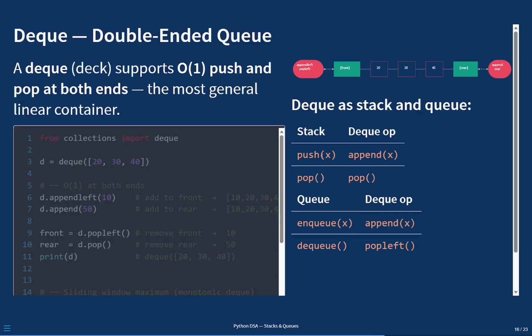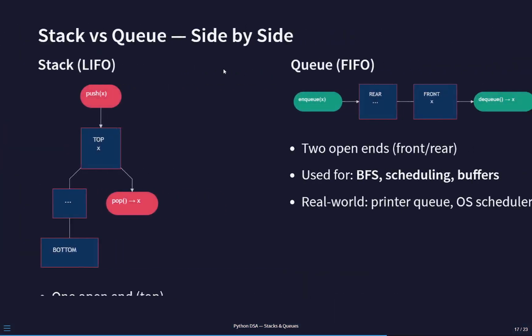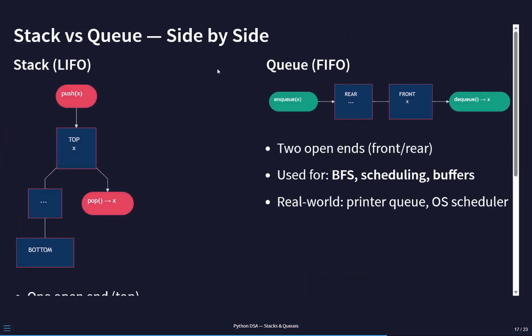A stack is just a deque where you only use the rear. A queue is a deque where you enqueue to the rear and dequeue from the front. The deque unifies both. Next, let's put the two structures side by side for a clean comparison.